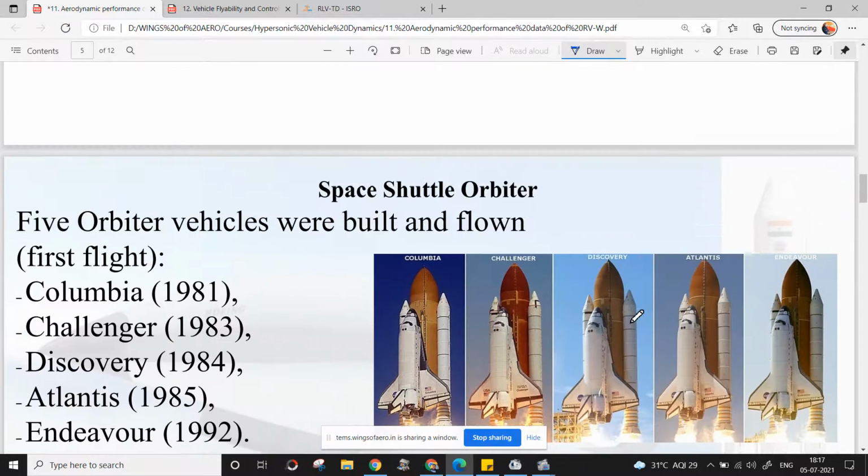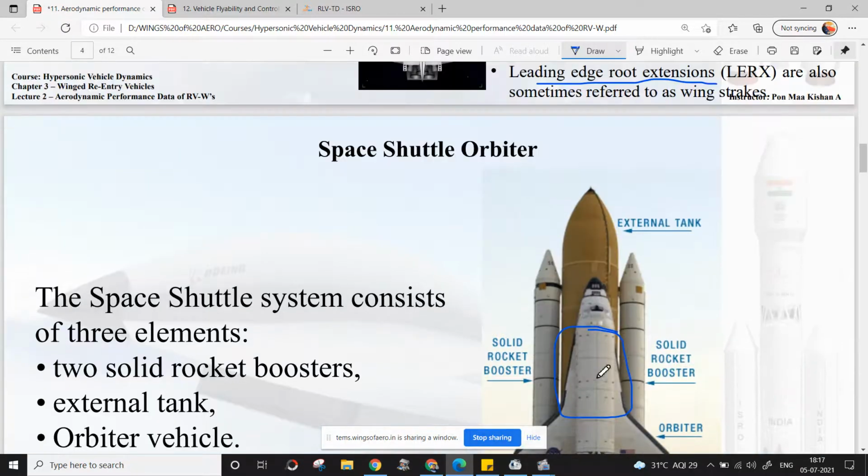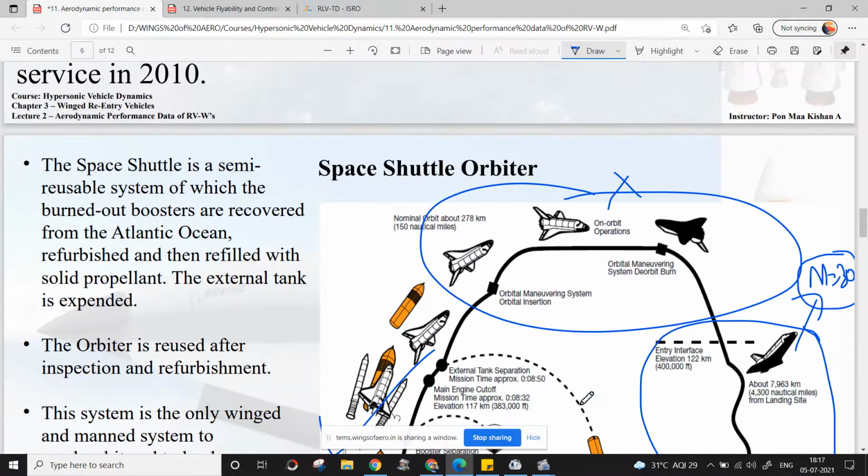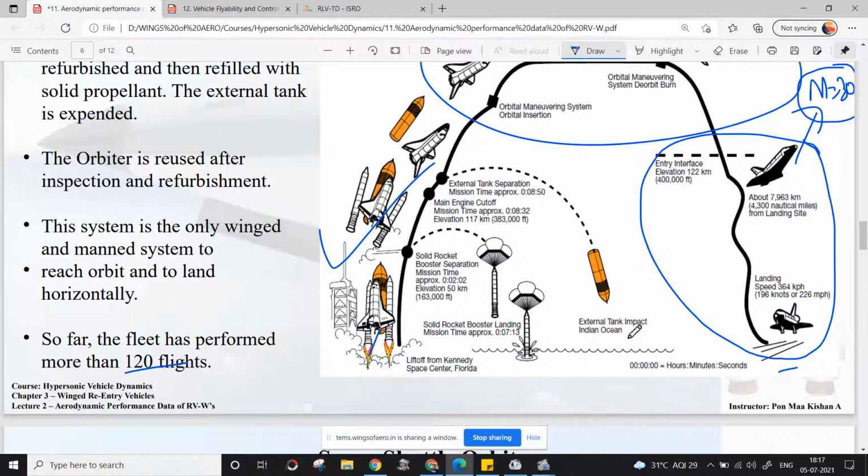One of the few factors we discussed earlier: the first thing is the wing strake. Why are we using the wing strake? To maintain stability at low speed, right? To maintain the stability at low speed. So what exactly is happening in the re-entry phase? We are decreasing the speed.